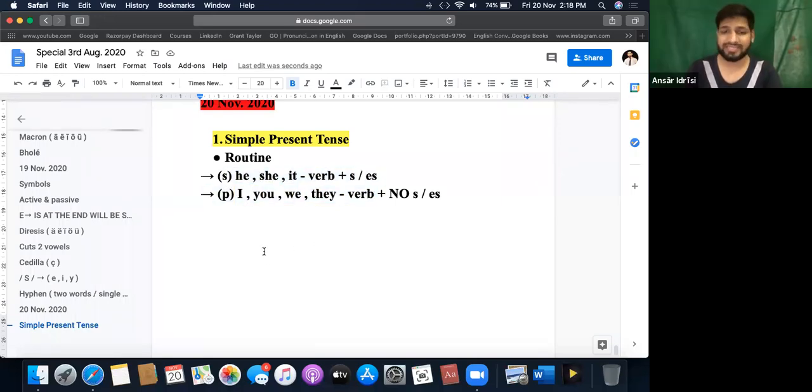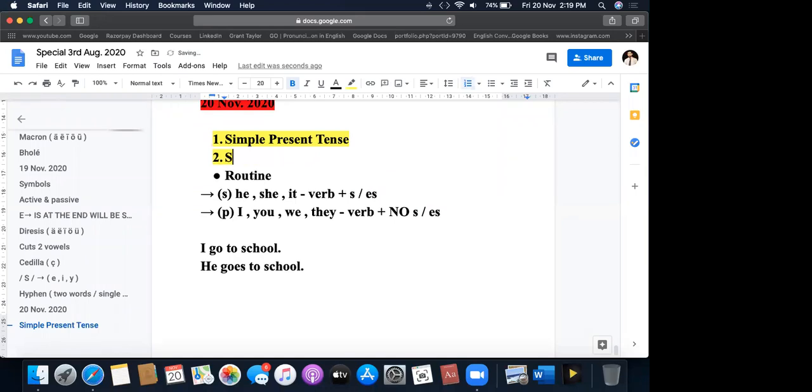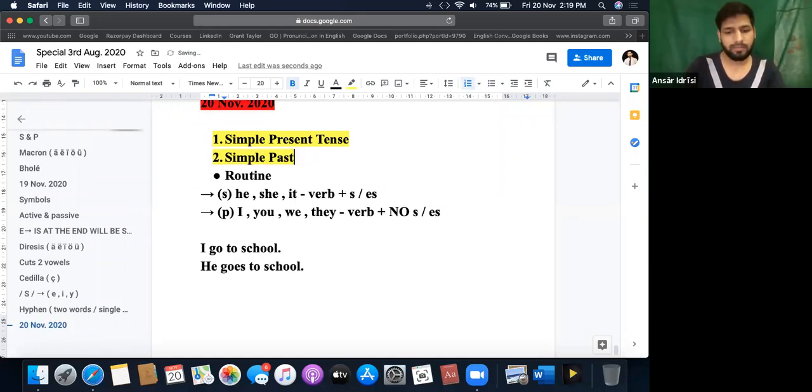So now let's have an example of a sentence. For example, I plus verb plus no s, no es: I go to school. Next one, he, she, it verb plus s or es. For example, he, the verb is go, so go plus s or es. So he goes to school. Is that clear? वो स्कूल जाता है, मैं स्कूल जाता हूँ. Any doubts? No, sir.